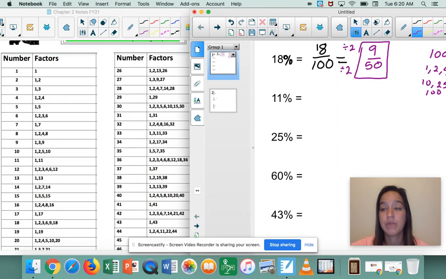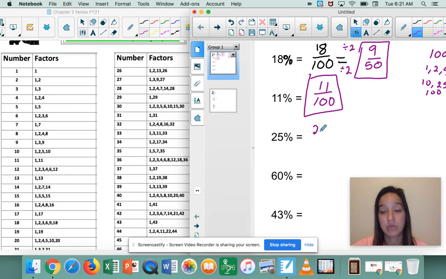Alrighty, there we go. All right, so then I'm doing 11%. If I'm changing it to a fraction, I put it on top and I put it over 100. Now I go over to my factor sheet and I see 11 only has 1 and 11 as factors. So they have no common factors. I'm done.